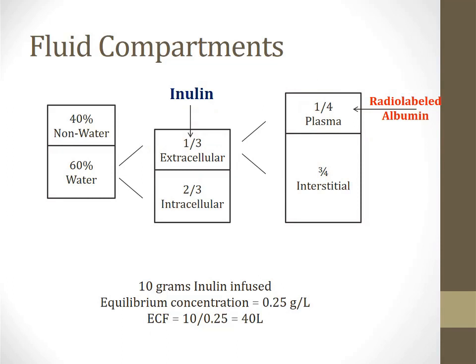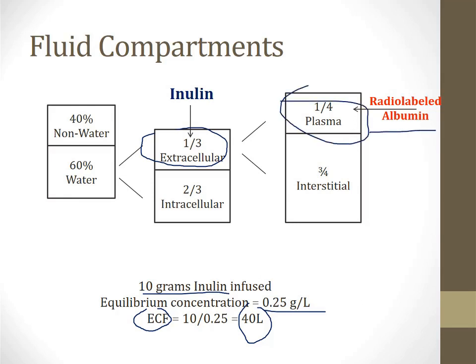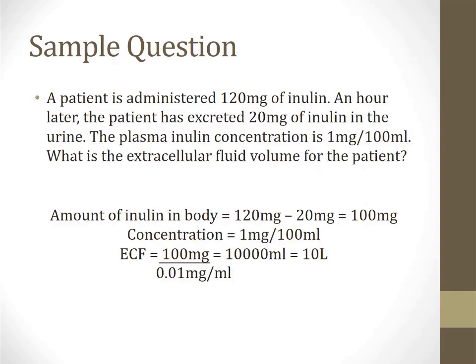This is easier to understand if we use some actual numbers. Suppose we infuse 10 grams of inulin into a research volunteer and the equilibrium concentration in the plasma is 0.25 grams per liter. Then for that research volunteer, the extracellular fluid volume must be equal to 10 divided by 0.25, or 40 liters. So in this manner, we've determined the volume of the extracellular fluid compartment. The same thing can be done with radiolabeled albumin, and this will give us the volume in the plasma. Sometimes on your board exams, the questions will be a little bit more complicated with more math, so let's go through an example of one of those now.